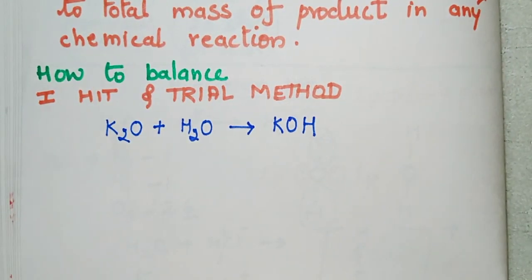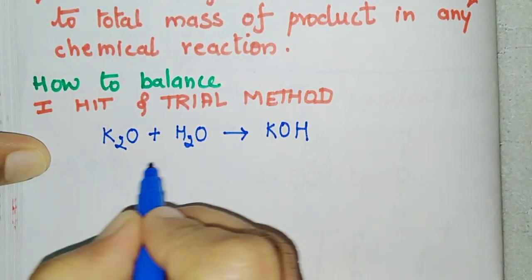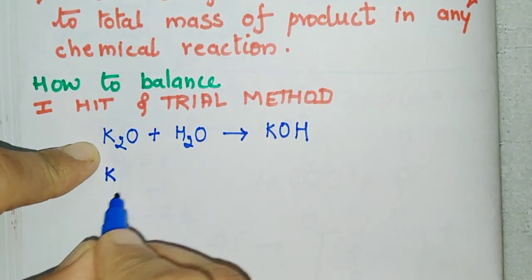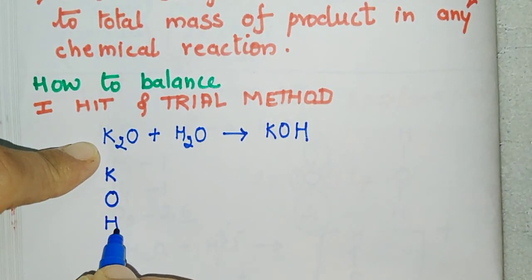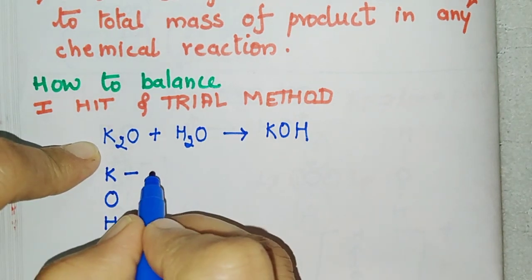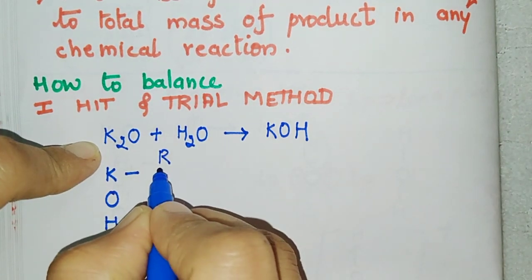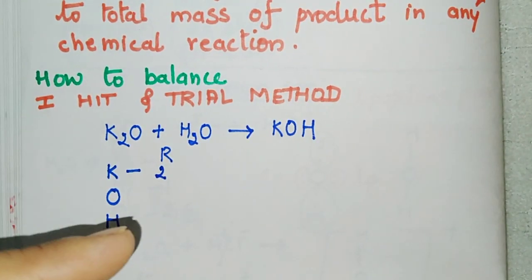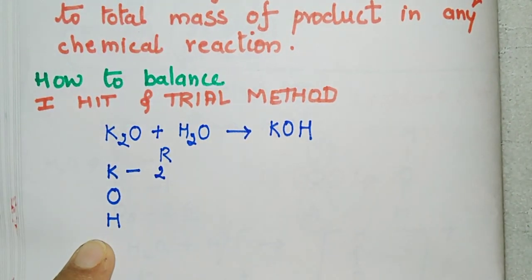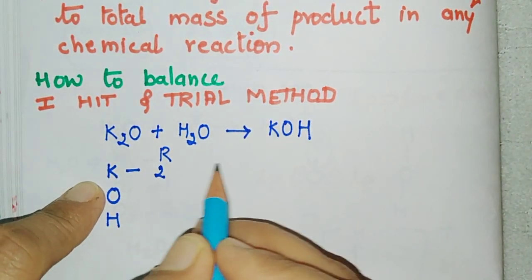Now see, the simplest way: first write all the elements present in it. The elements are potassium, then oxygen and hydrogen. How many potassiums are present here? In the reactant, 2 potassium is present. Now see here, use a pencil first because we have to erase it.